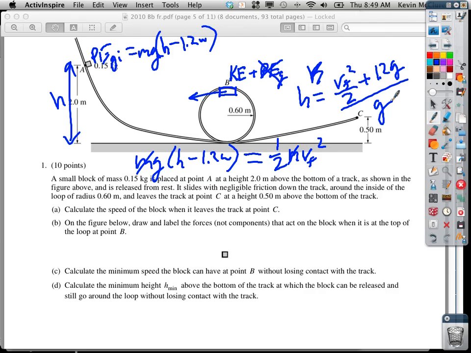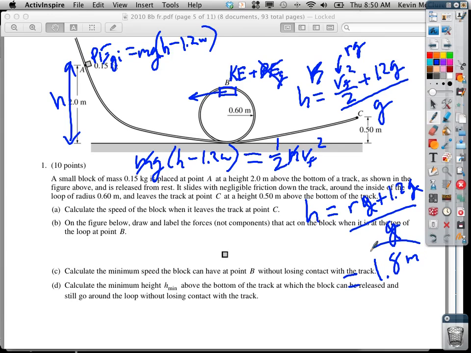But the trick, the thing they're trying to find out if you know, is that this has to have a minimum velocity. And that minimum velocity, I forgot to put that in, but this becomes RG, right? Because the minimum velocity is square root of RG. So when you put it in, that gets squared, and you can cancel out G's. Oh, look at that, that's fun. So it's RG plus 1.2 G over G. That cancels, and you get R, which is 0.6, so this becomes 1.8 meters.